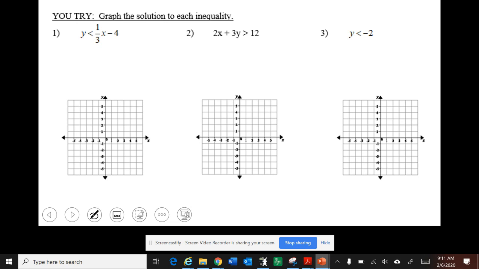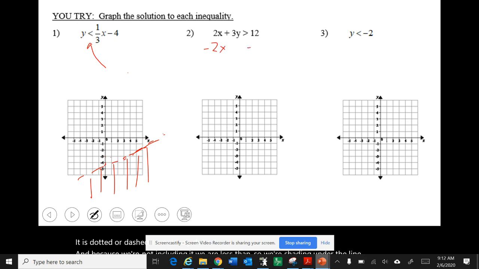Okay, it says you try. If you think you know what you're doing, pause and go. Otherwise, you're just going to write along with me here. So this one's already solved for y. Start at negative 4. And I'm going to go up 1 to the right 3. It is dotted or dashed. I always say dotted. Because we're not including it, and we are less than, we are shading under the line.